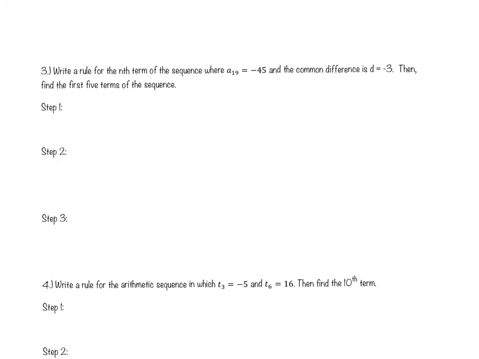Now let's write the formula up here at the top so we don't have to keep flipping back and forth. So the formula is a sub n equals a sub 1 plus n minus 1 times d. So there's our formula that we're going to be using.